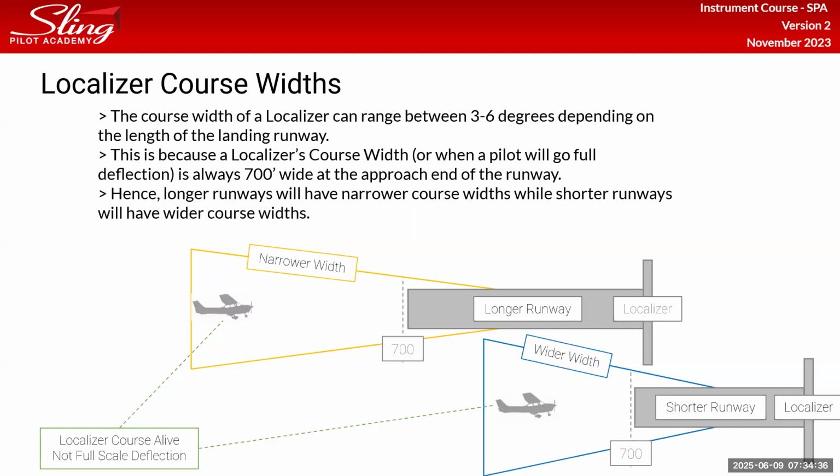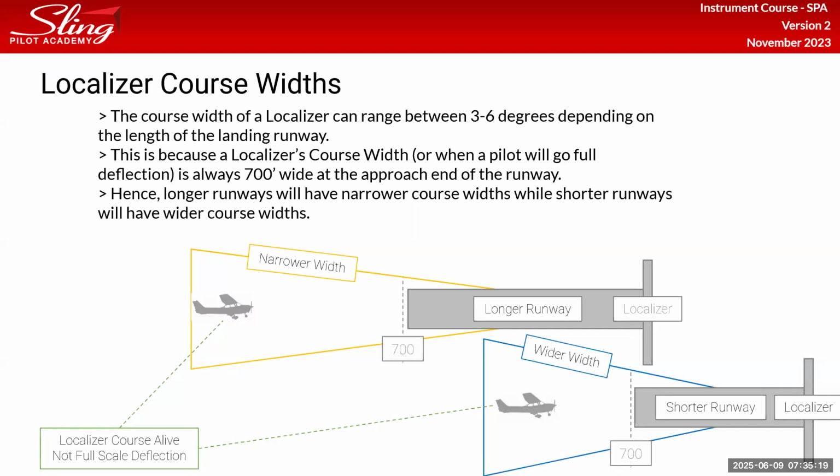So a shorter runway might be the wider width of 6 degrees. The longer runway might be the narrower width of 3 degrees. That makes sense. That's why they give a range, depending on the runway, as opposed to just saying 3 degrees. Okay, it's 3 to 6 because runways are different. I'm just confused with the length of the runway. What would be considered longer versus shorter? Oh, San Bernardino, 10,000 feet. Gillespie Field, 5,000 feet. Those are obviously different lengths.